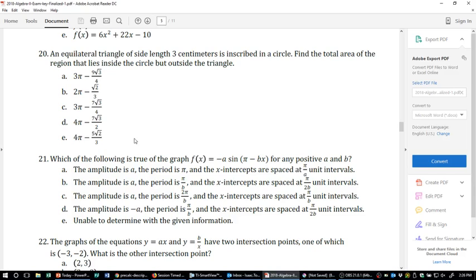Question number 20 is more of a geometry question. An equilateral triangle inscribed inside of a circle, and try to figure out how much area is inside the circle but outside the triangle.